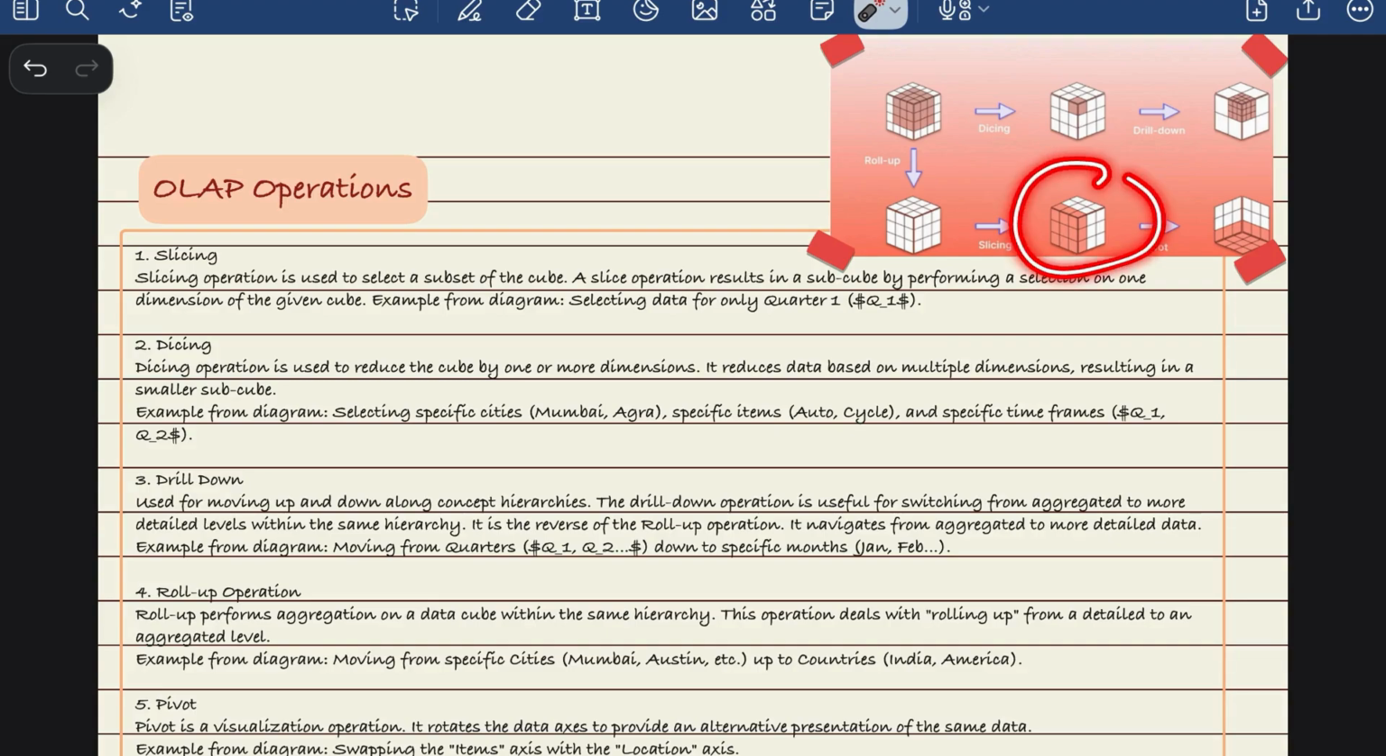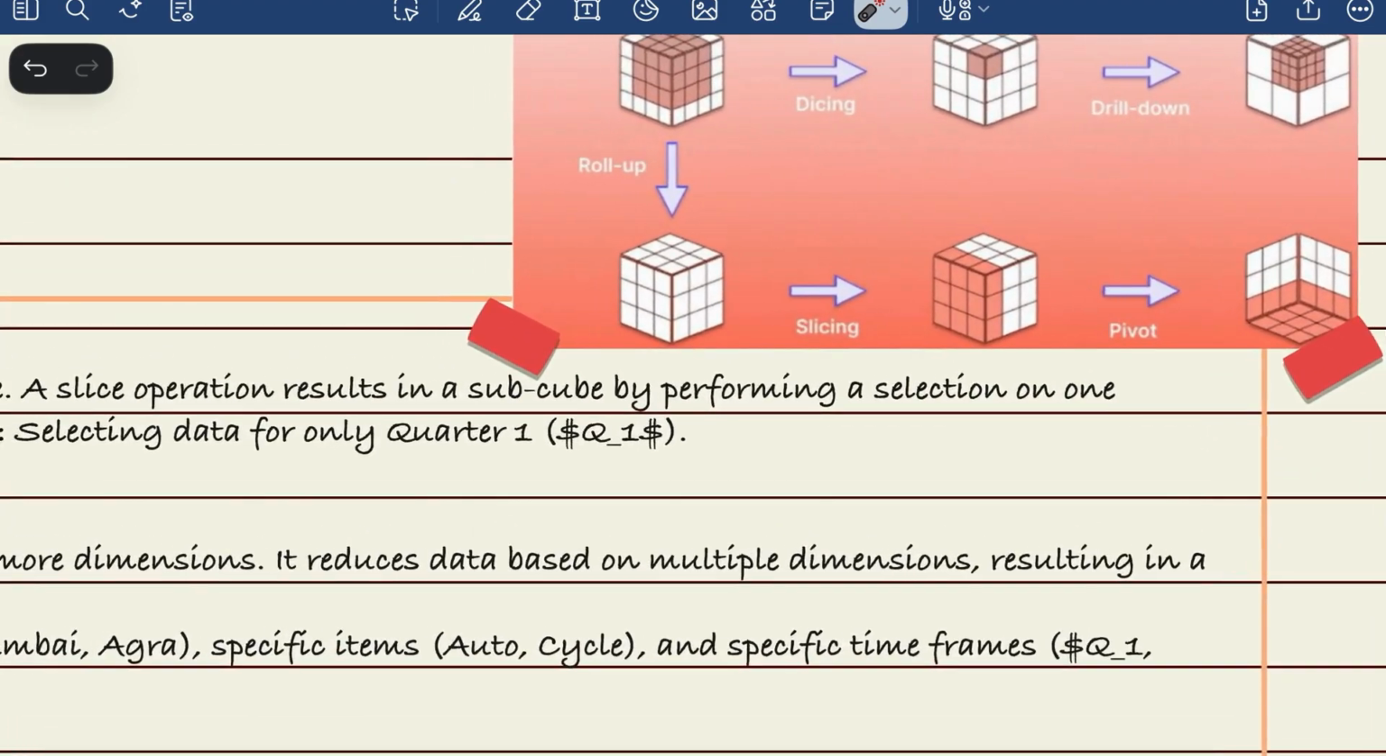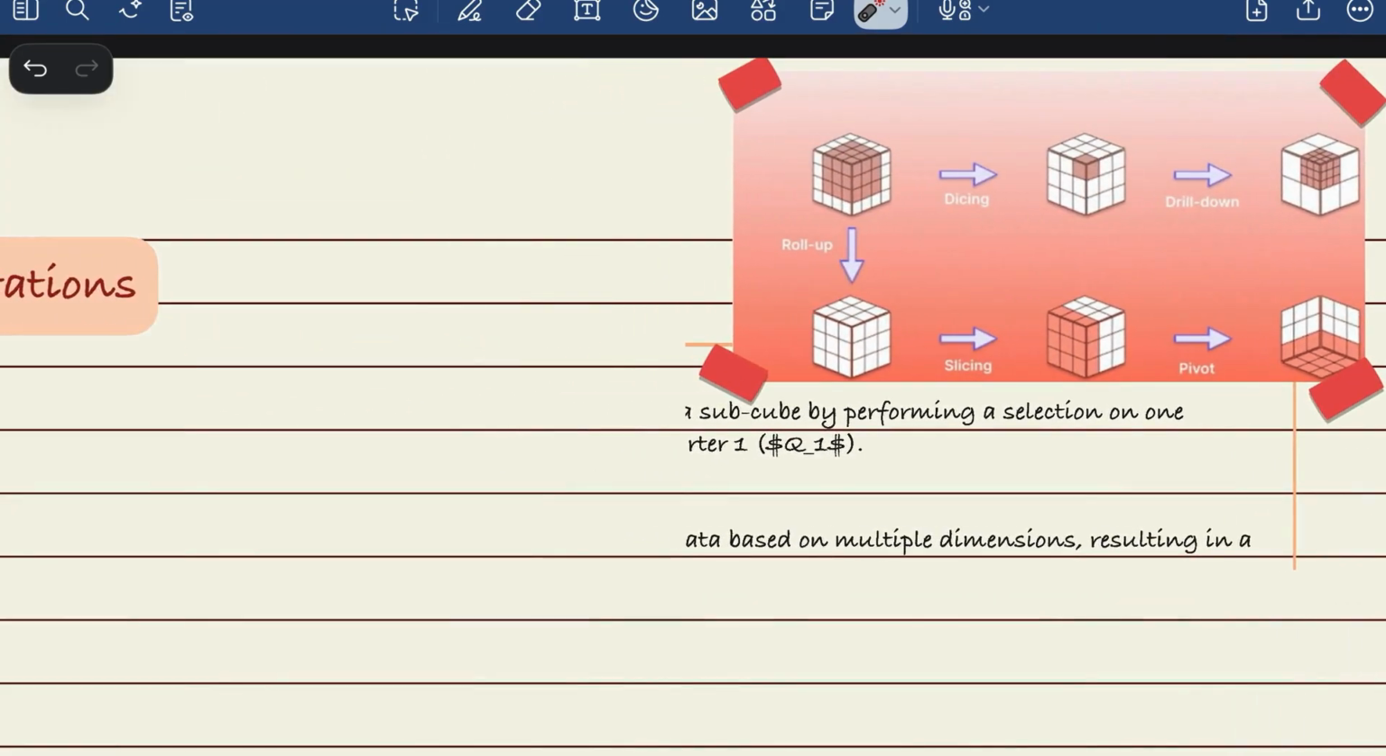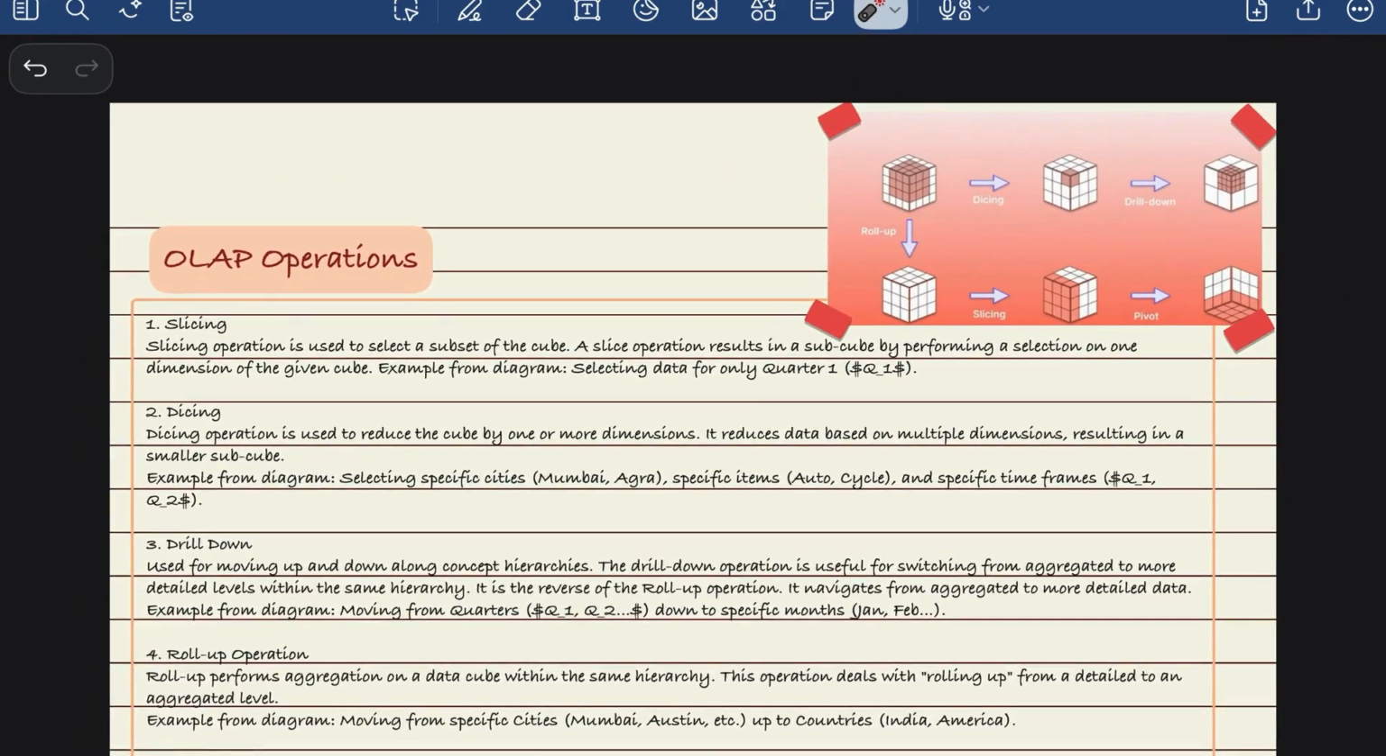So you see this image, this is a 3D slice. Consider it as an apple. So you are just cutting down one slice. You are cutting the 2D slice, the flat slice, out of the 3D cube. So this is what slicing is.